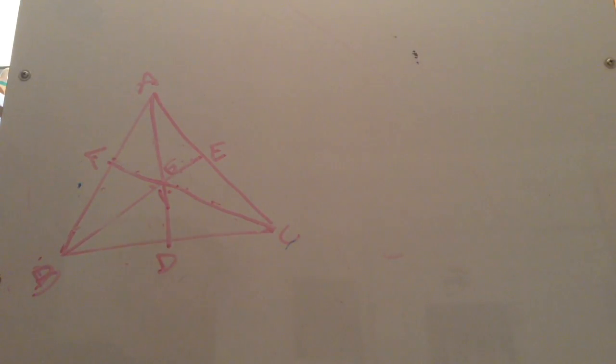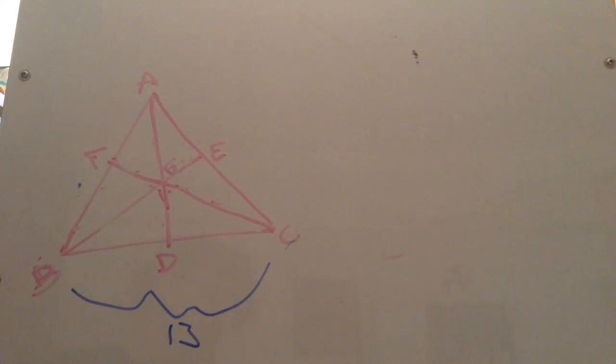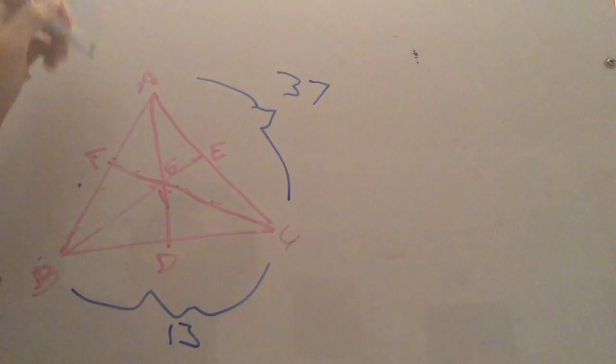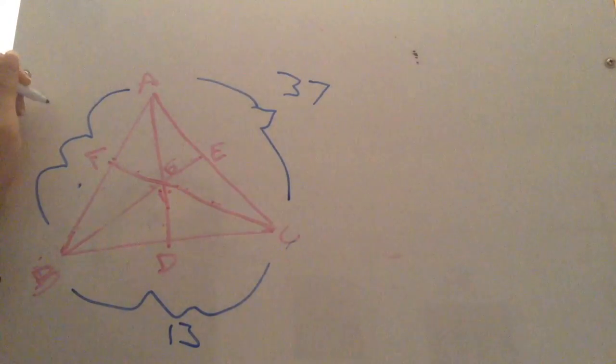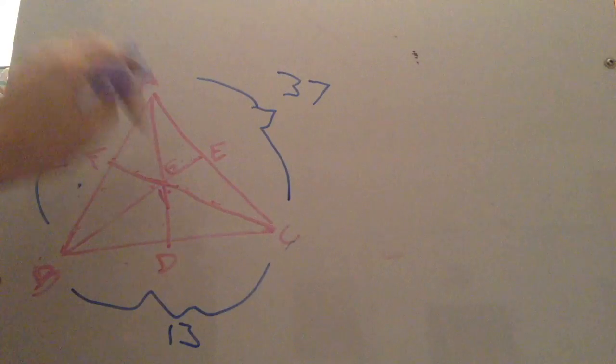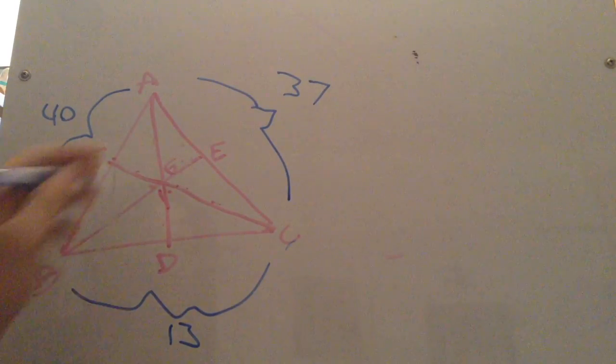Let's start looking at it. So we have BC is 13. CA, or AC, same difference, is 37. And AB is 40. Now at this point, we don't have any of these side lengths, so we can't really find the masses yet as definite numbers. But we do know something else about D, E, and F. They all meet at the circumcenter.